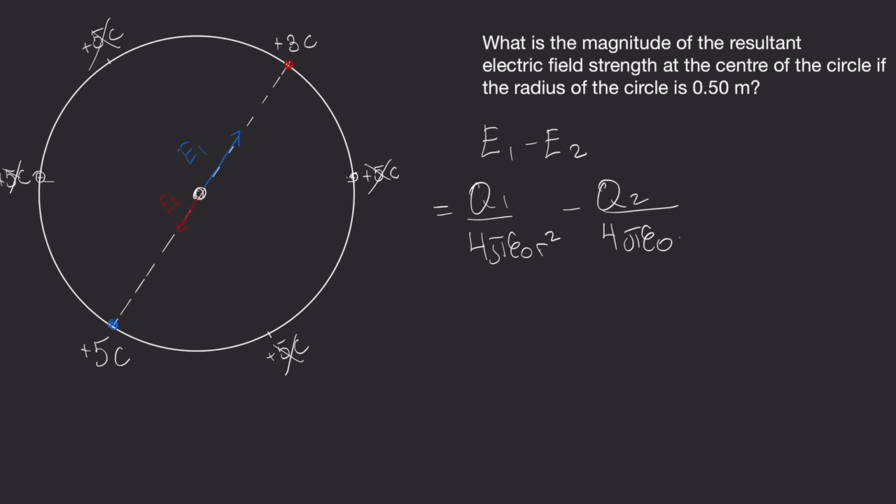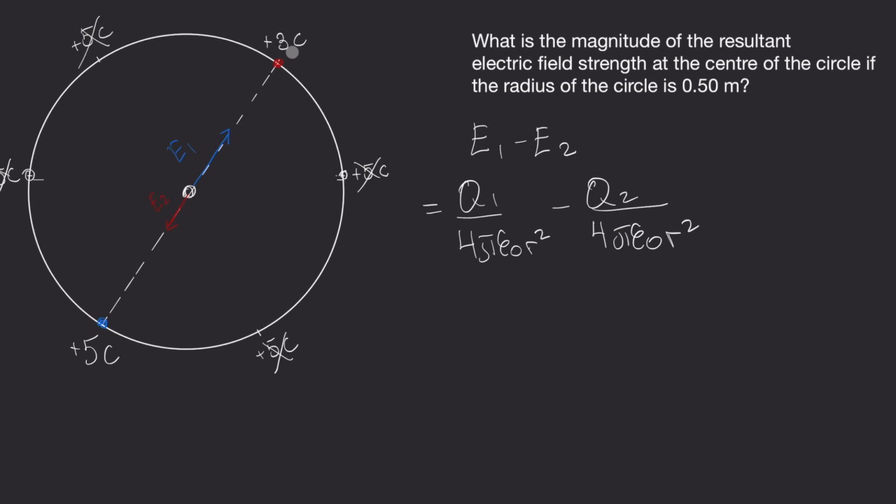Now R in this case is going to be the distance from the charge to that point, which is just going to be the radius of the circle. So this here is just 0.50 meters in both of these occasions. Okay, so Q1 is 5 over 4 pi 8.85 times 10 to the power of minus 12.